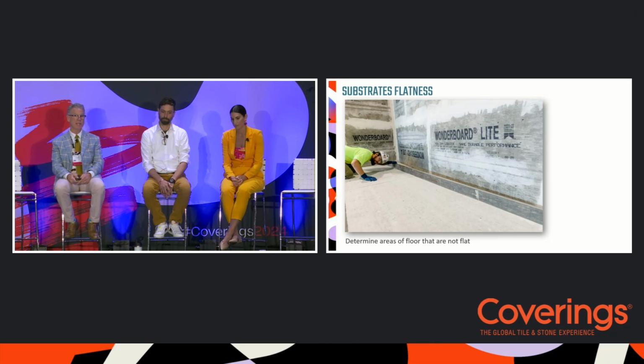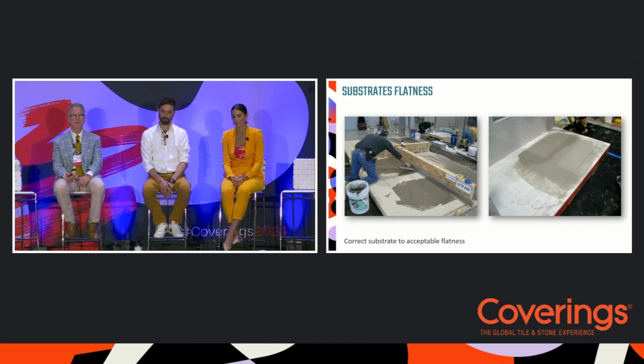So back to what we require of a good qualified tile setter: that person has to be able to evaluate the flatness of the substrate that they didn't put in, and they need to look at it. Is it acceptable for the tile? And 99 times out of 100, it is not acceptable. It doesn't meet those flatness criteria. So floor prep is a very, very important part of the trade.